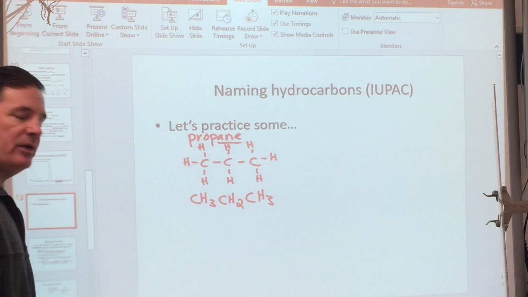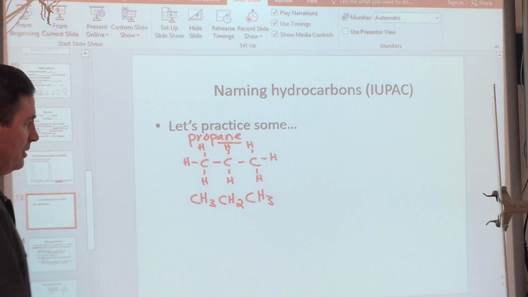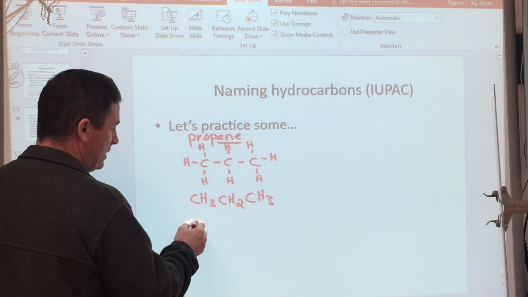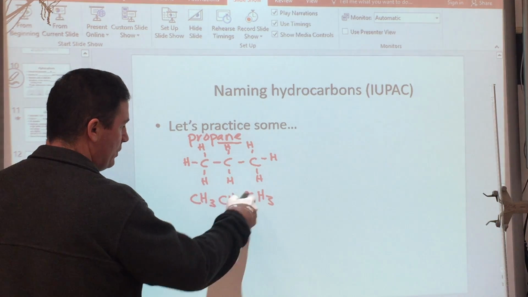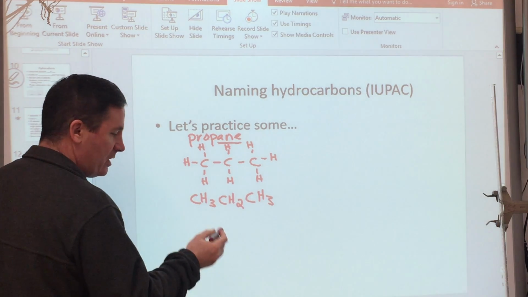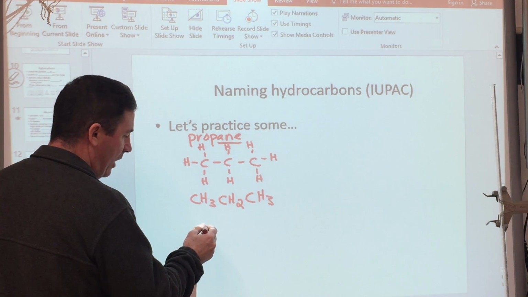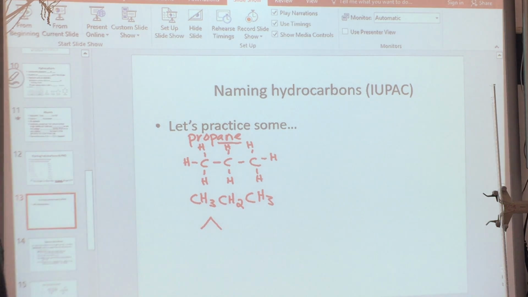And might as well introduce the skeletal structure. Skeletal structure is basically just the lines, and each point, including the ends, represents a carbon. So I've got 1, 2, 3, so when I draw these, as soon as I put my pen or pencil to the paper, I count 1. 1, 2, 3. That's propane as far as the skeletal structure goes. Okay? Let's make it even simpler.